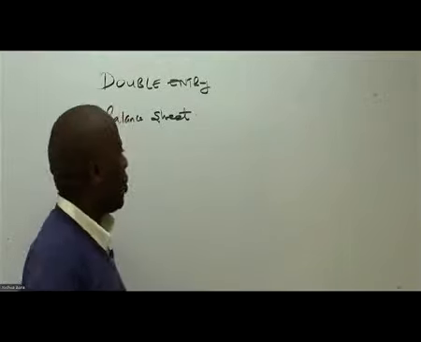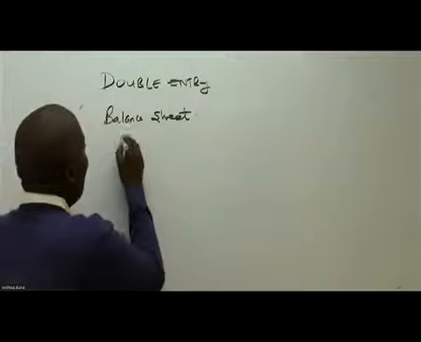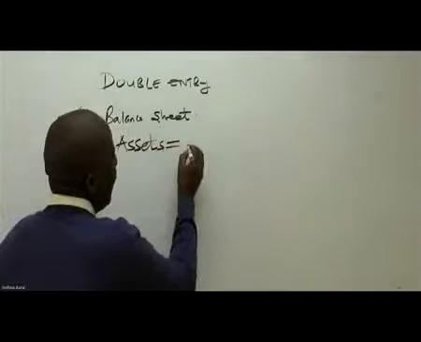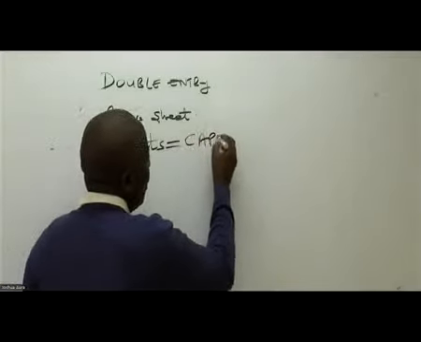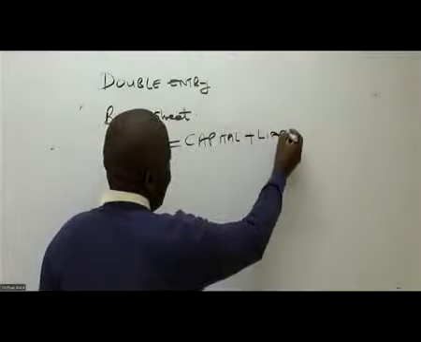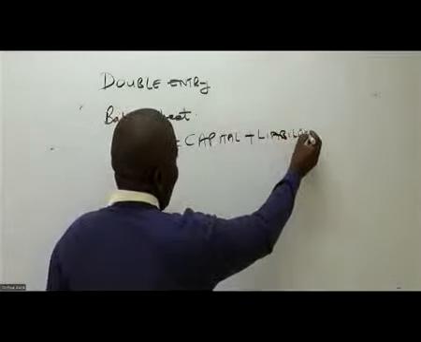Under the accounting equation, even right now, we talk of this every time, that assets must always be equal to capital plus liabilities. Capital plus liabilities.